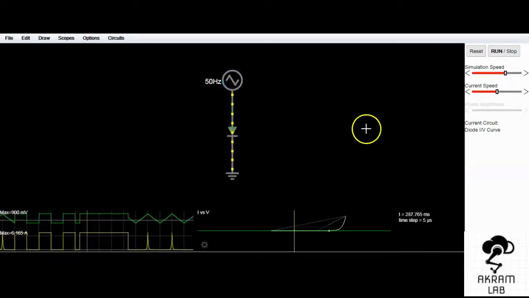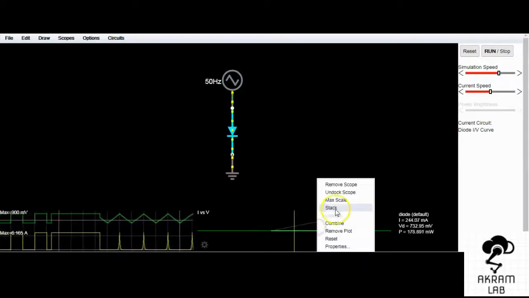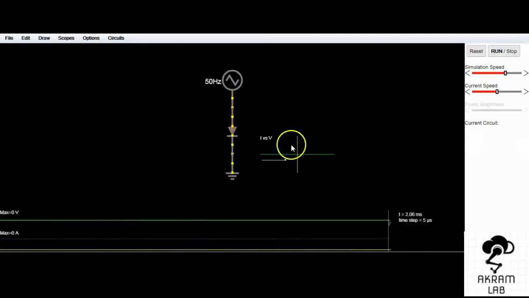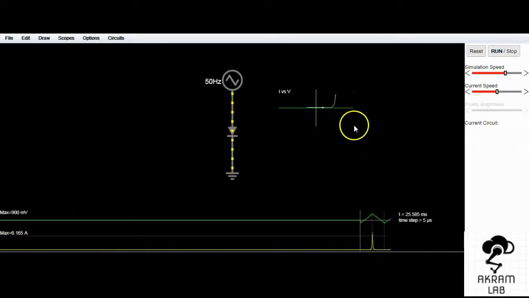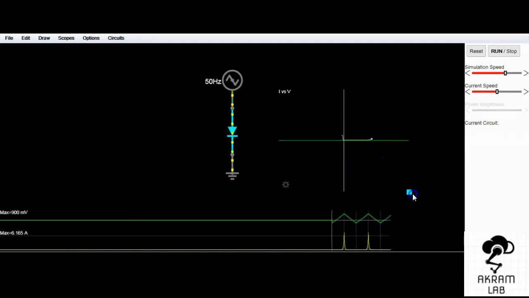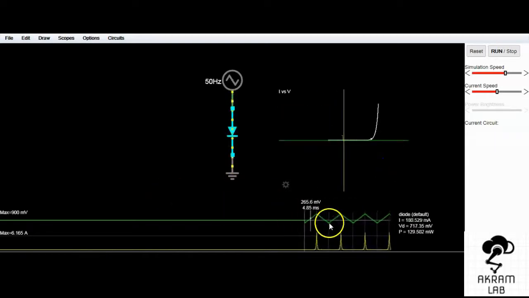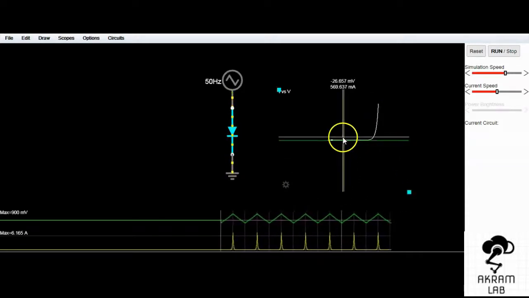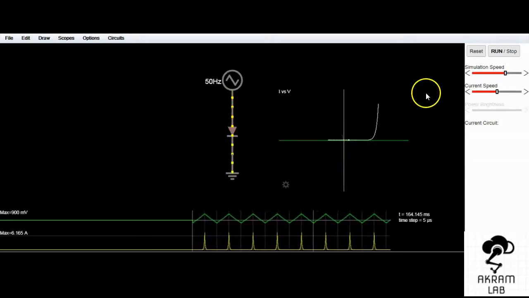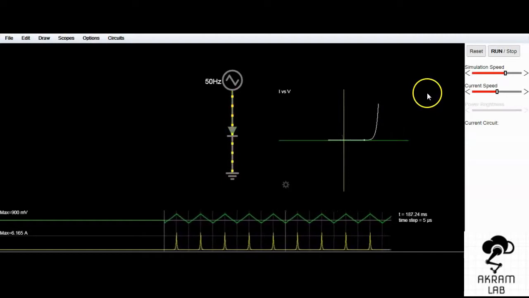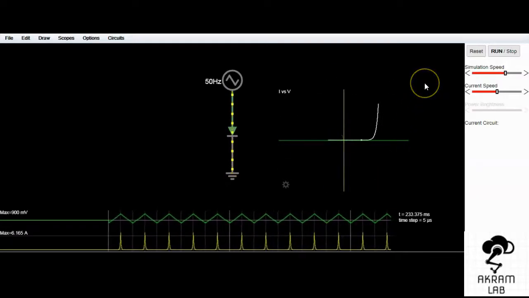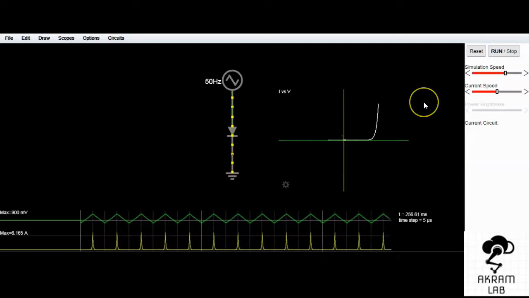Here, let me just undock this. You can undock this scope, and let's just increase this. This one is a triangular wave. Here you can see that this is the input signal, and this one is your output signal, but the IV characteristics is this. You must have read this in your textbook or in your class, that this graph here is the forward biased IV characteristics of a PN junction diode.